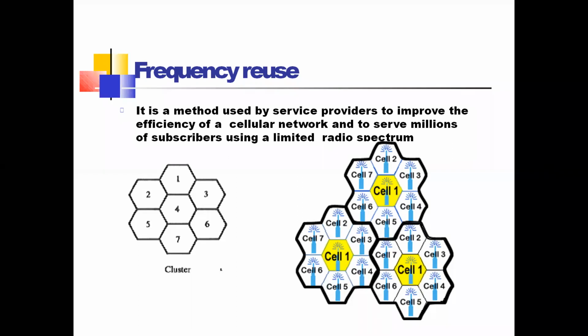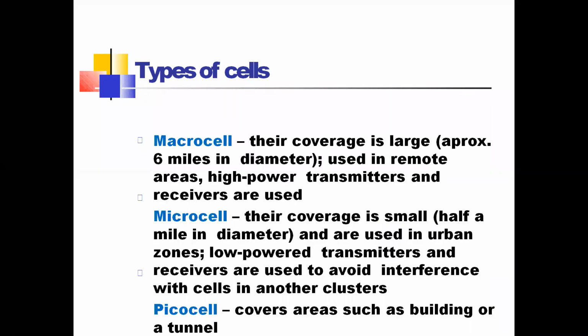Frequency reuse is used for better communication. At the same time, by applying the frequency reuse concept, there are problems like interference, also co-channel and adjacent channel interference. Here the cells are divided based on capacity and coverage area.